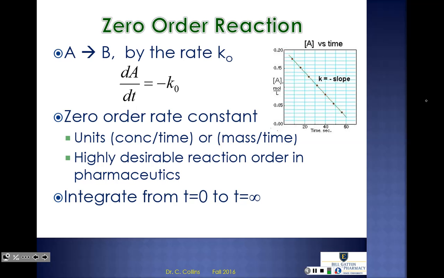So a zero order reaction, A going to B, whether it's drug starting in area A and going into area B, or drug being form A and becoming form B. If the rate is given by K sub 0, by definition, that's a zero order rate constant. So if you see this equal to some number, then by definition, that's a zero order rate constant. If that K has units of concentration as a function of time or mass as a function of time, it's also an indication that it's zero order.